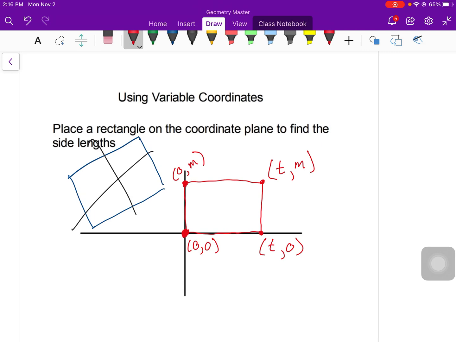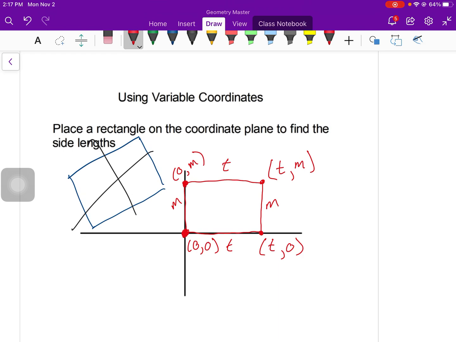Because I picked coordinates where I had them on the origin and on the x and y axis, I don't have to use my distance formula. I can know that this is a distance of t, that's a distance of t, that's a distance of m, and that's a distance of m. Okay, if I want to use my distance formula, I definitely can, but since I picked values where I get a lot of zeros, it makes my life way easier. If I had picked this crazy monstrosity, I would have a whole bunch of different variables, and I wouldn't know how to combine any of them, and it'd be a lot of extra work.